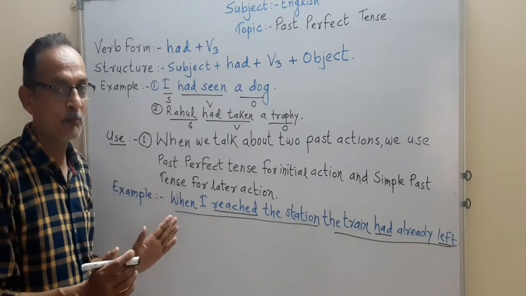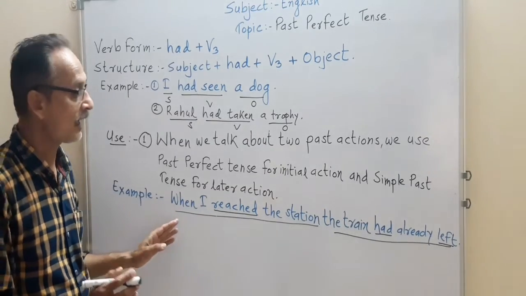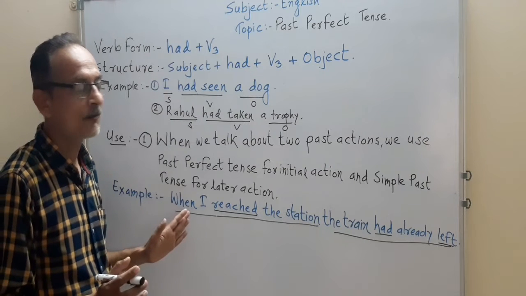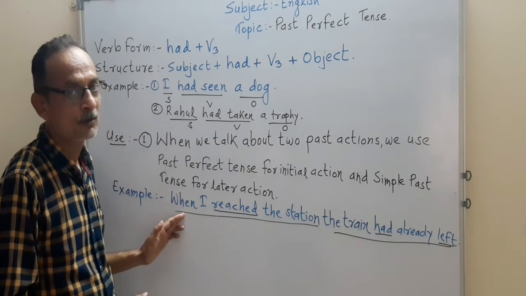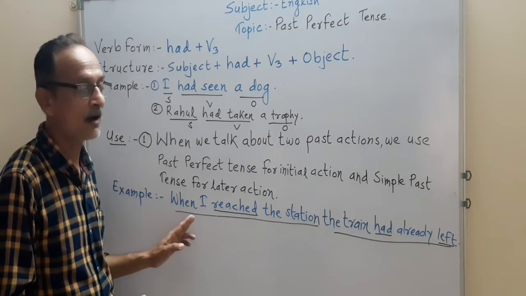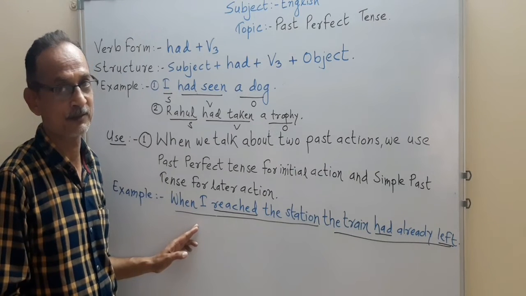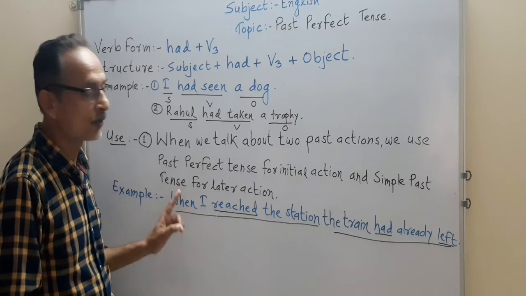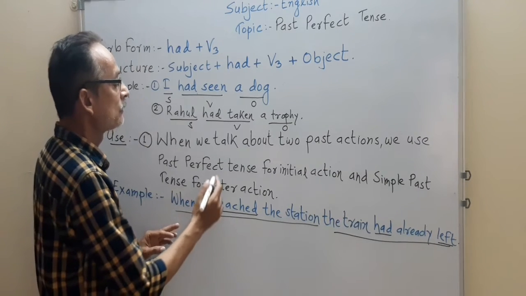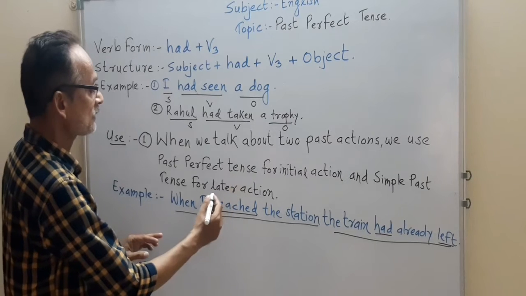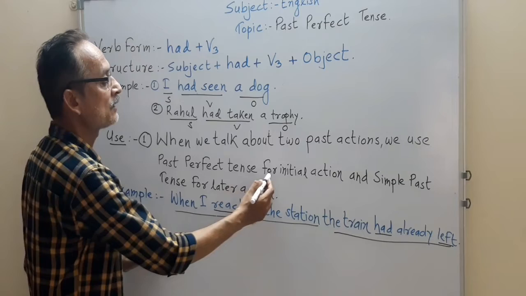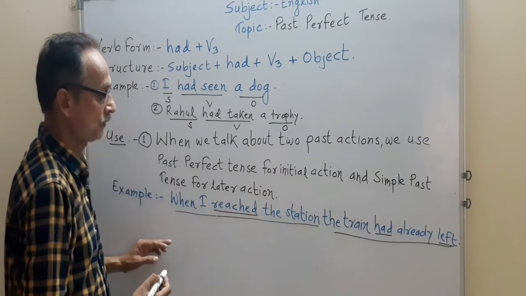When we use two completed past actions in a sentence, learners are very confused about using simple past tense and past perfect tense in a complex sentence. It is the most useful. We should know that the simple past tense is used for the latter action and past perfect tense is used for the initial action.